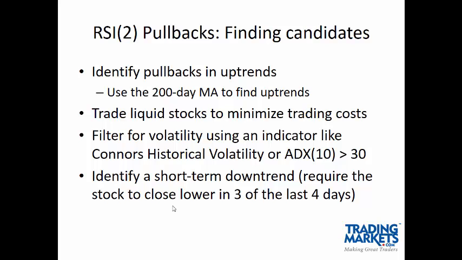Then we identify stocks that are in a short-term downtrend. In this case, we're looking for stocks to close lower in 3 of the last 4 days. Many traders require consecutive down days, but we've found that's not necessary. Rather than requiring just 3 down days in a row, requiring 3 of the last 4 days to be down improves our performance by increasing the number of high probability trading results. You could, of course, use more down closes, such as 5 out of the last 6 days, or other parameters.